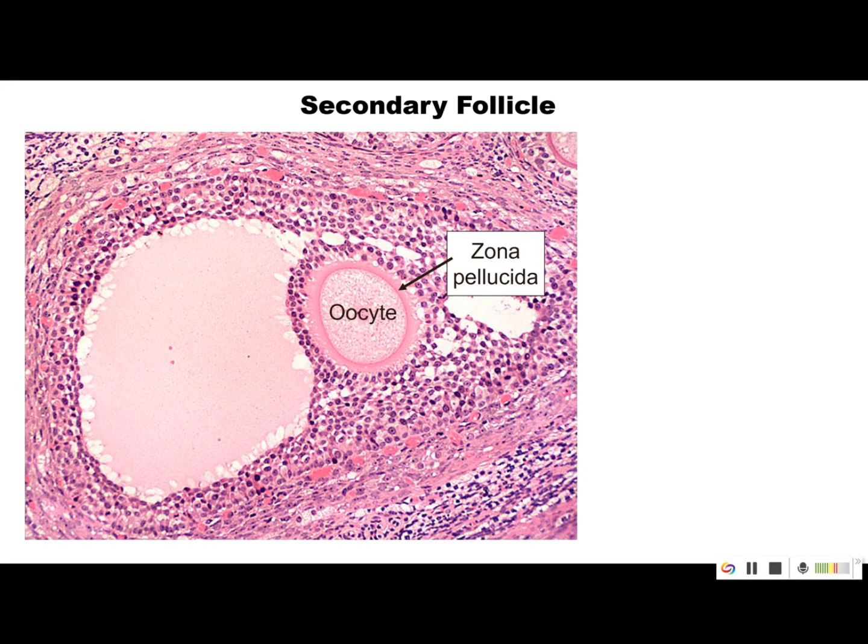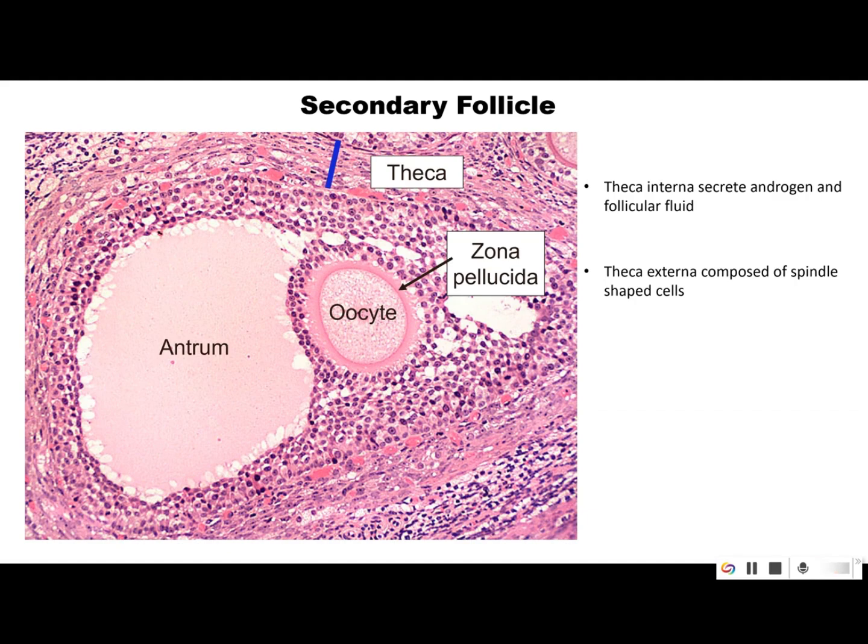The secondary follicles look very similar to the primary follicles, except that they are larger, there are more follicular cells, and there is an accumulation of follicular fluid in the intracellular space known as the antrum. The surrounding theca cell layer of the follicular cells is now differentiating into two layers. The theca interna is a layer that contains cells that secrete androgen and follicular fluid. The theca externa is more fibrous and composed of spindle-shaped cells. The fibrous theca externa merges with the surrounding stroma.